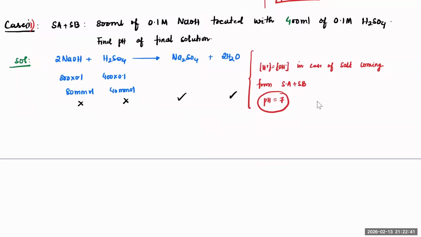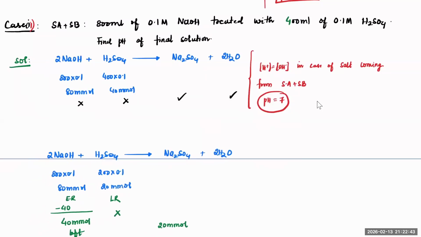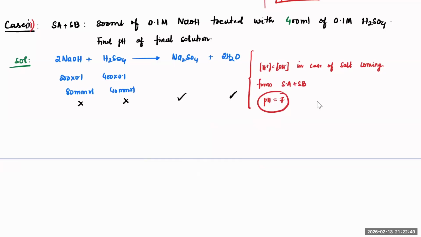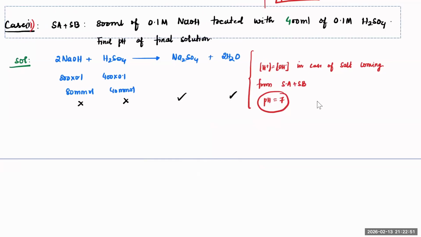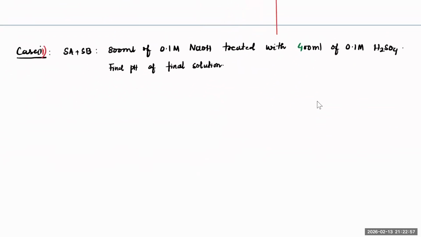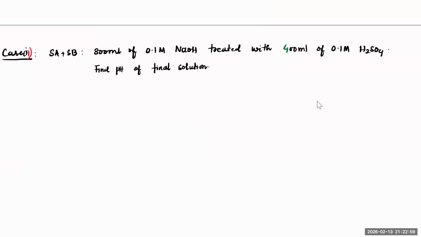Okay. So the third case is when this will become limiting in terms of base. So I'm taking the third case now.